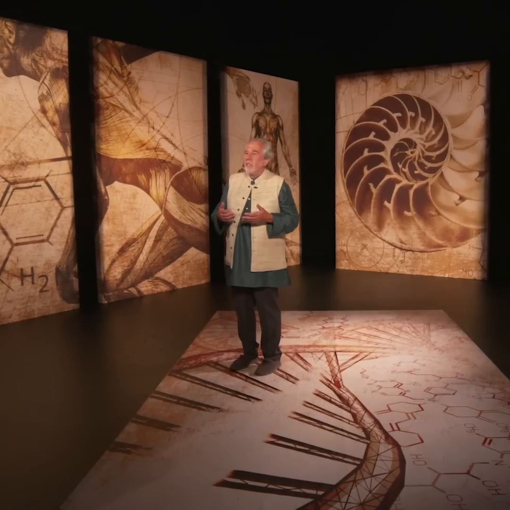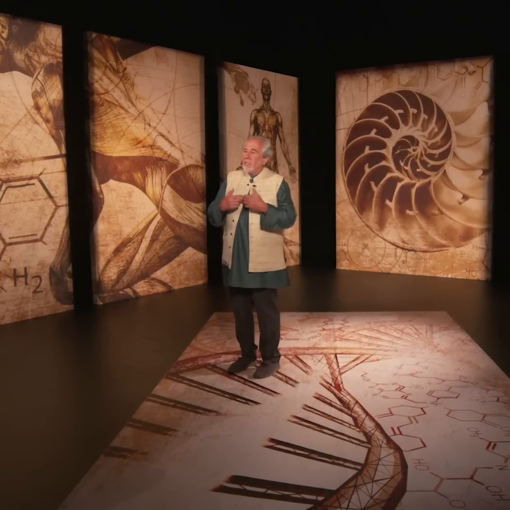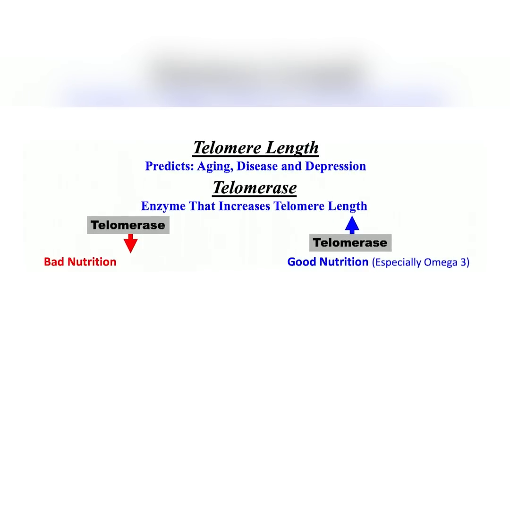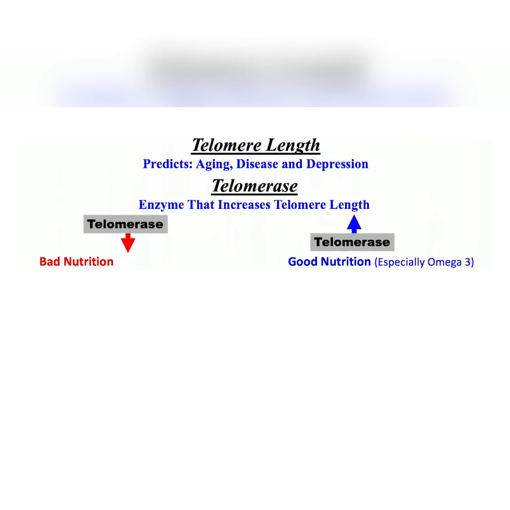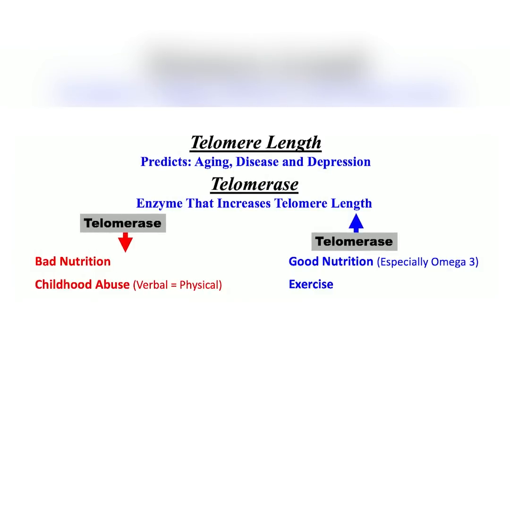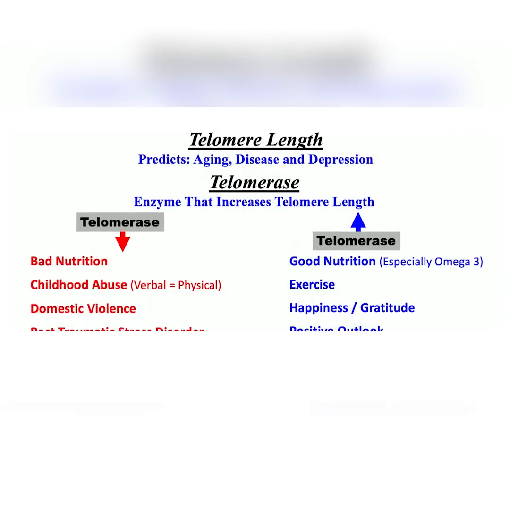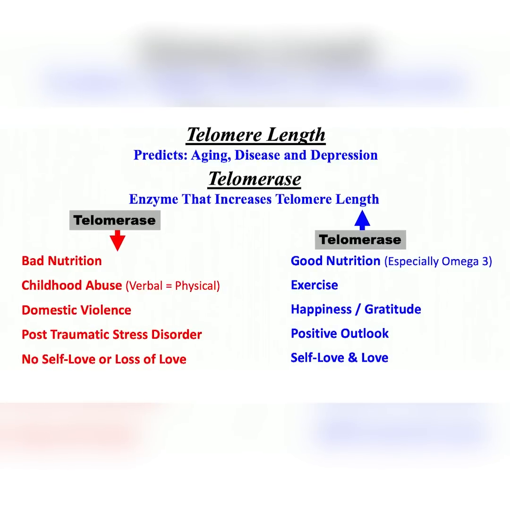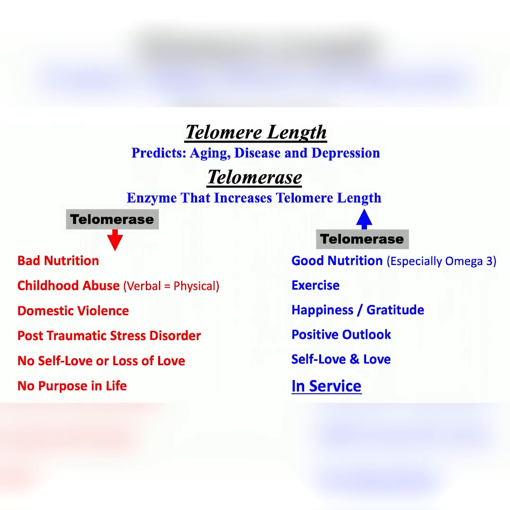But in contrast, there are activities that enhance telomerase activity and can extend our lifespan and our health. And these activities include, number one, providing good nutrition, especially omega-3, exercise, happiness and gratitude, as well as a positive outlook, self-love and love, and having a purpose in life, meaning you have something you have to do.